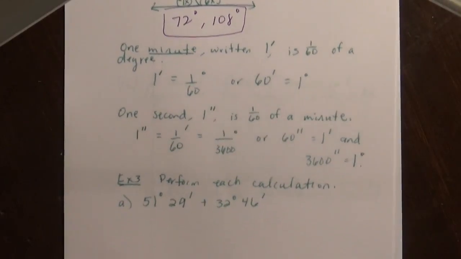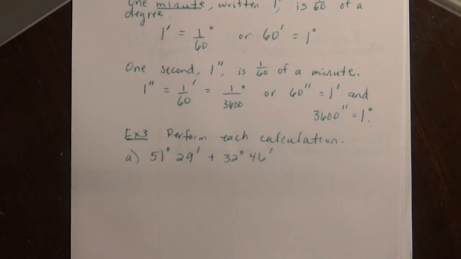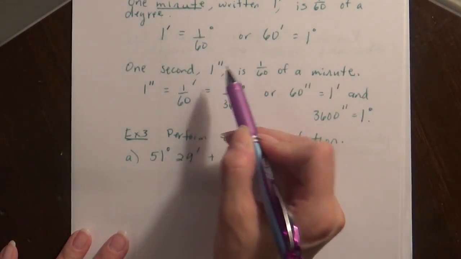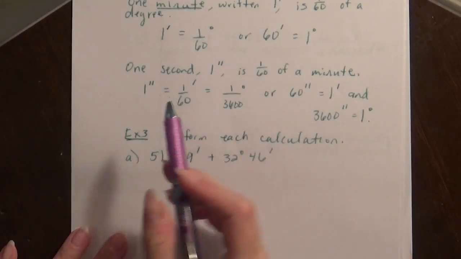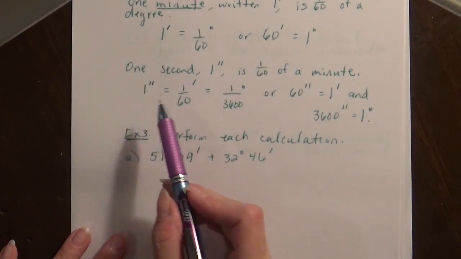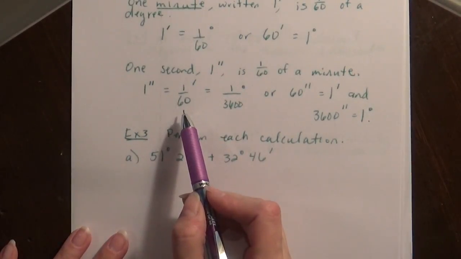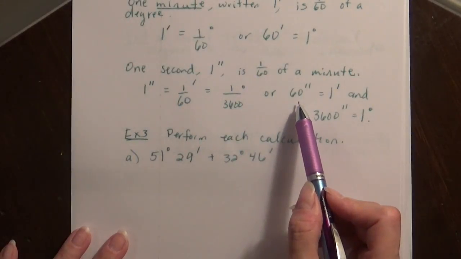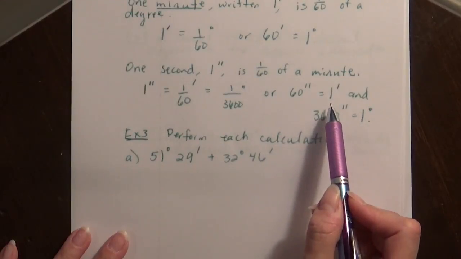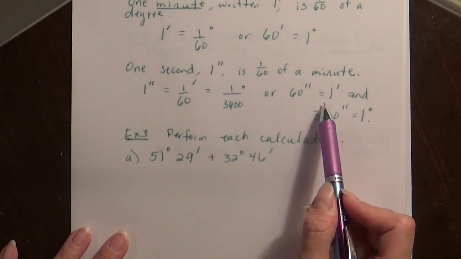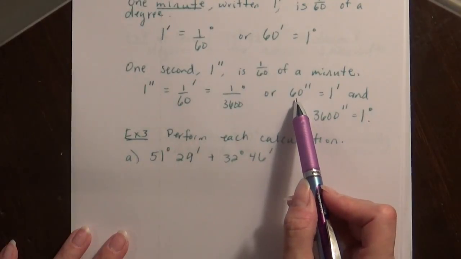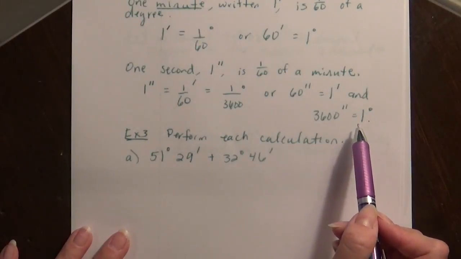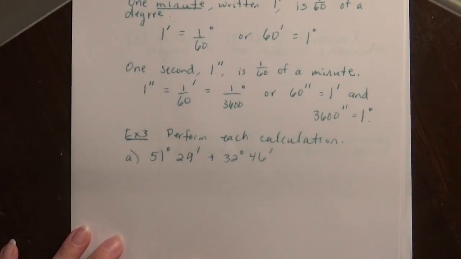Then the second unit that we need is the second. 1 second, and this time you've got a little double tick mark, is 1/60th of a minute. So we can say that 1 second is equal to 1/60th of a minute, and it's also equal to 1/3600th of a degree. I'm sorry, I need to rephrase that. You could also say that 60 seconds equals 1 minute, and 3600 seconds equals 1 degree. So all of these are conversions that can be used.